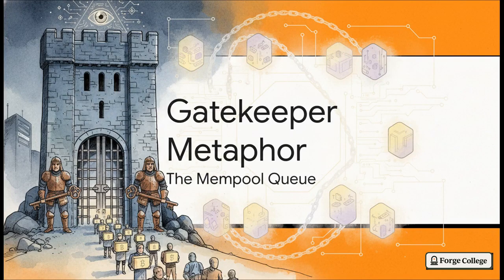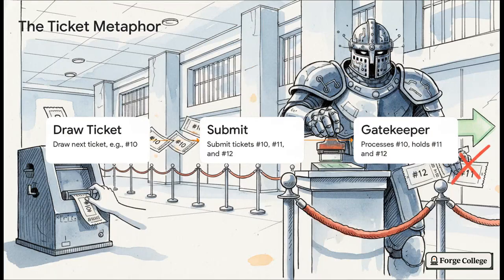Moving right along to Section 2, the strict gatekeeper metaphor. To make this abstract mechanic crystal clear, let's use an analogy. Imagine the Ethereum network is a super rigid, highly bureaucratic gatekeeper working at a single-lane DMV queue. Your account is the ticket dispenser. Let's say you walk up and draw ticket number 10. You then sign and submit transaction stamps with tickets 10, 11, and 12 in quick succession.